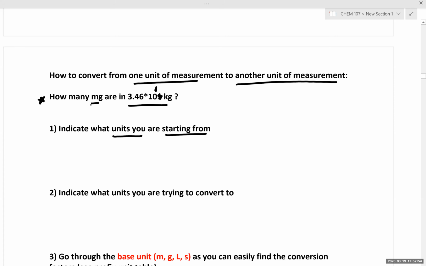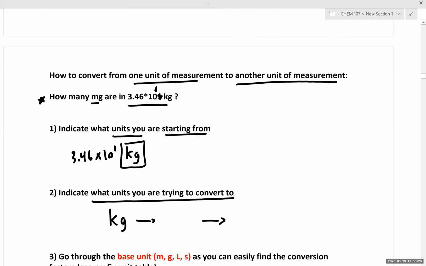We're asked how many milligrams are in 3.46 times 10 to the first kilograms. Your starting units are almost always associated with the number that you're given. So we're starting off with 3.46 times 10 to the first kilograms. Kilograms are our starting units, okay? Now let's ask the question, what units are we trying to convert to? What is our end goal? Our end goal is milligrams.